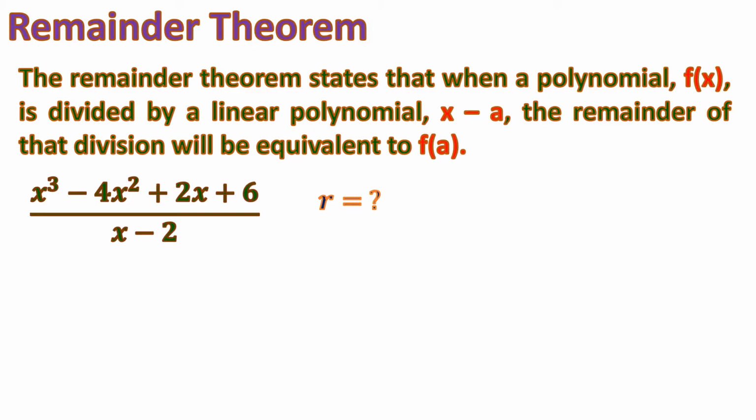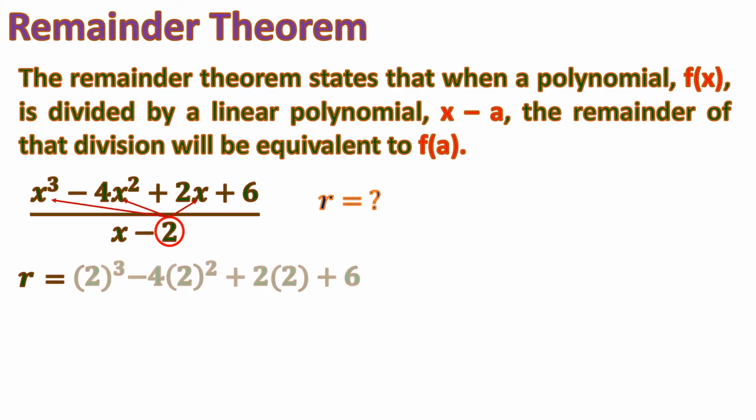So according to the remainder theorem, to make it easier to find the remainder, you just have to substitute this 2 for the value of x. So that's how you get the remainder. For this example, we're going to solve for r. We're going to substitute x by 2. Based on the statement, it's x minus a. So the a will be substituted to x, and the a in the given is 2.